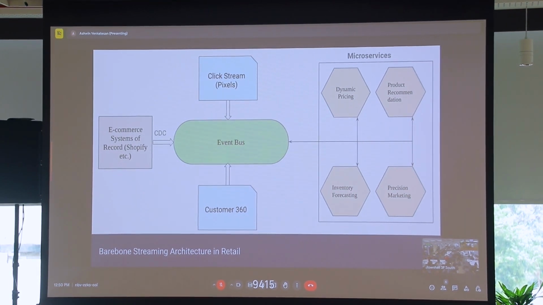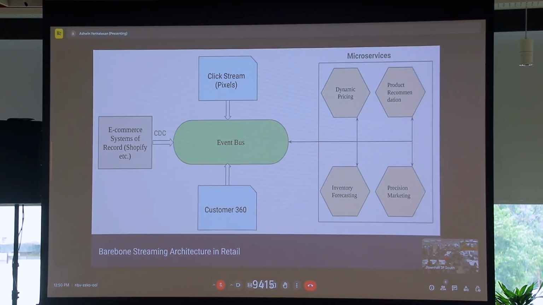So your microservices are always reading from Kafka, or the event bus, and after doing the prediction or the analytics, it writes back to Kafka. Once it writes back to Kafka, you can have downstream systems like your applications, your front end, everything, which can take the data and show that to the customer.